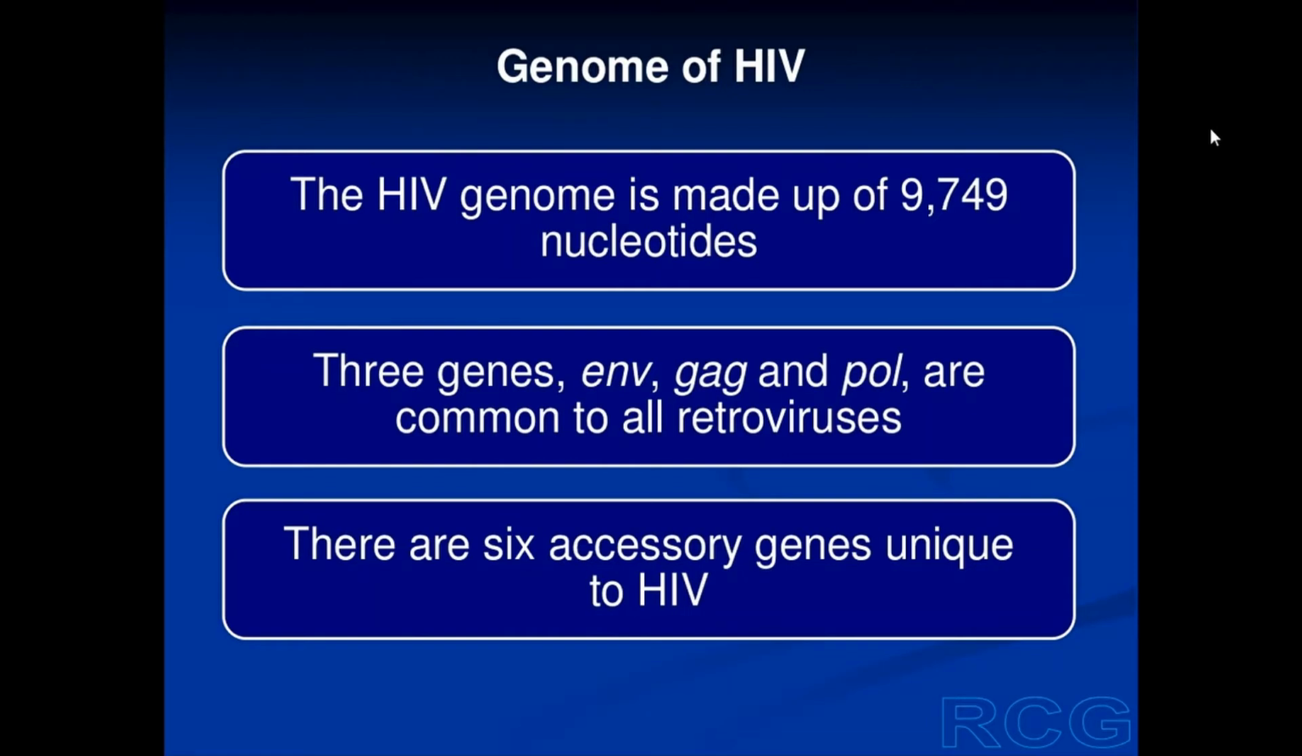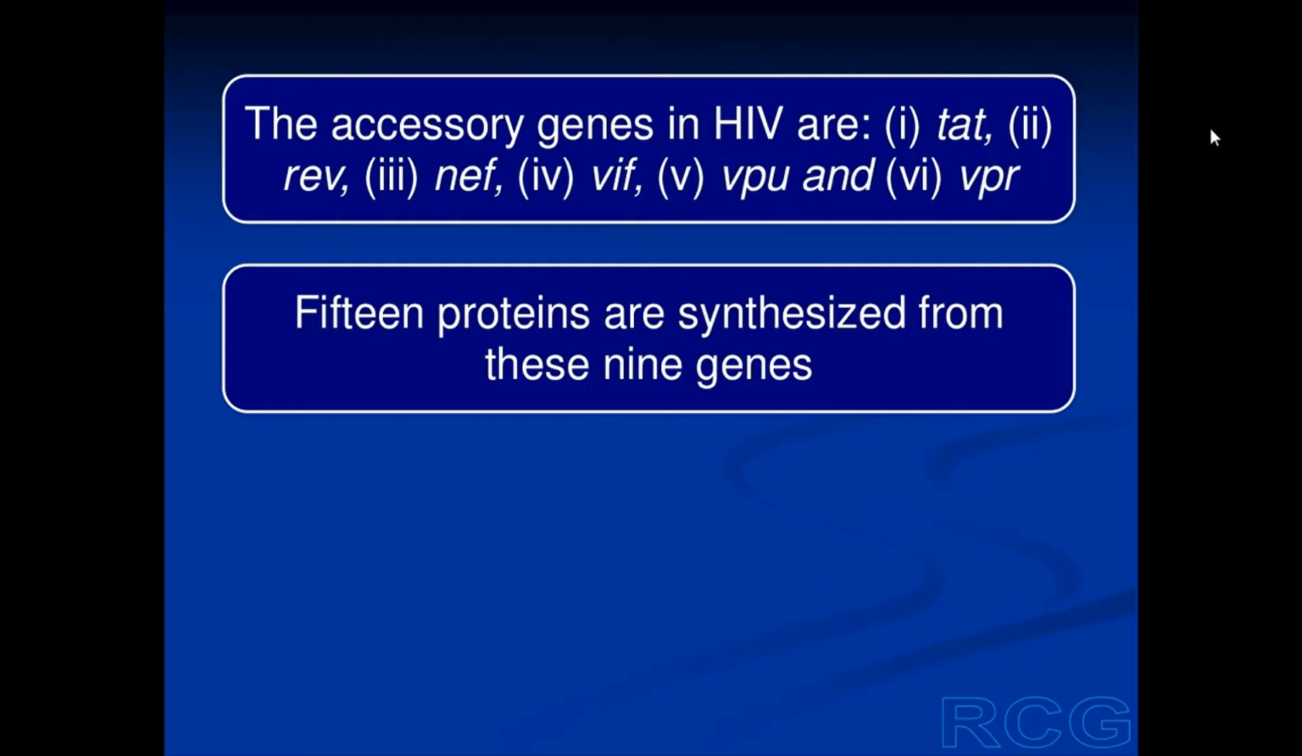The genome of HIV is made up of about 9,749 nucleotides and three genes: envelope, gag and pol, which are common to all retroviruses. There are six accessory genes unique to HIV only, and these are TAT, REV, NEF, VIF, VPU and VPR, and 15 proteins are synthesized from these 9 genes.